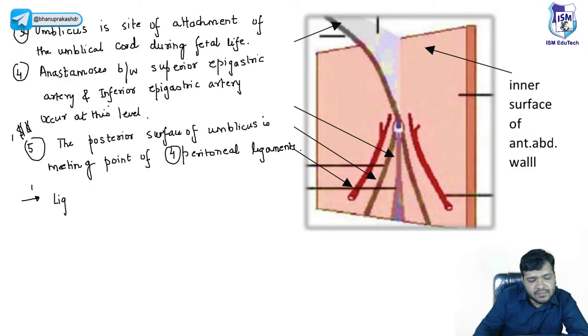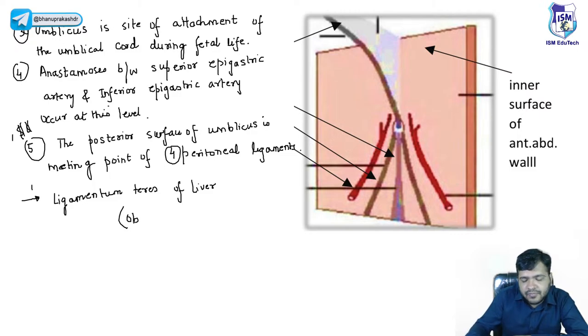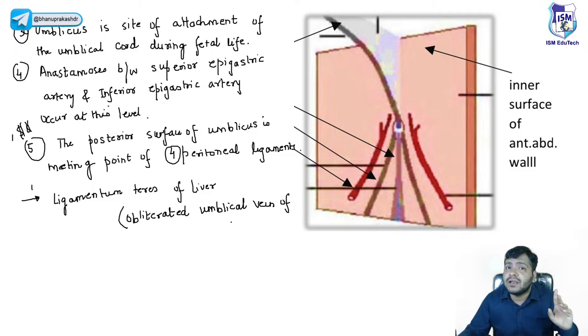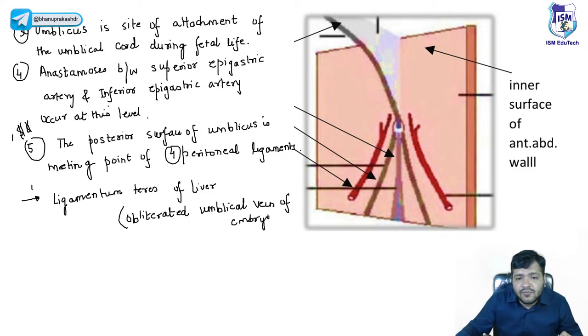Now, we have the ligamentum teres of liver. This is the obliterated umbilical vein of embryo. अच्छा फटाफट से चैट बॉक्स में बता दो अम्बिलिकल वेन कितनी थी अम्बिलिकल कॉर्ड में और अम्बिलिकल आर्टरी कितनी थी. व्हाट इज द नंबर ऑफ द अम्बिलिकल आर्टरी एंड व्हाट इज द नंबर ऑफ द अम्बिलिकल वेन. Obliterated umbilical vein of embryo. Yes, artery two, vein one. अनुष्का, वेरी गुड. Two arteries and one vein. Which vein was left behind? Yes, which vein was left behind?